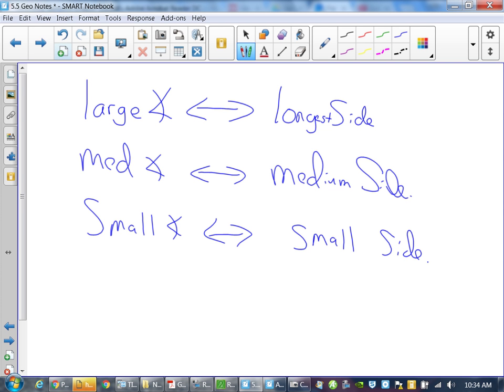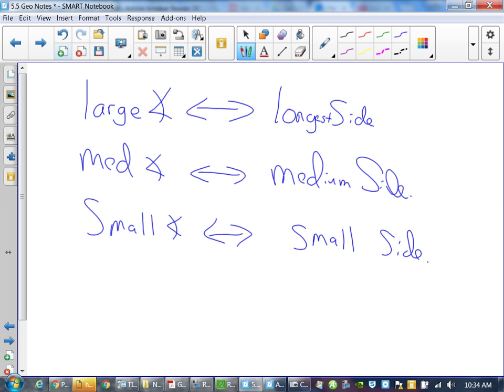Okay? So this is what we call the triangle inequality, where small angles are across from the small side, big angles across from the big side, and the mediums across from the medium. Okay? Like I said, that was probably the most difficult thing we've done all year. You're okay with that? Okay.